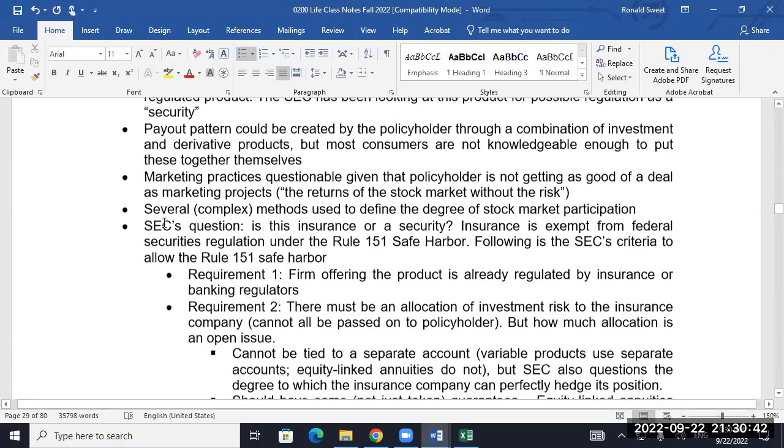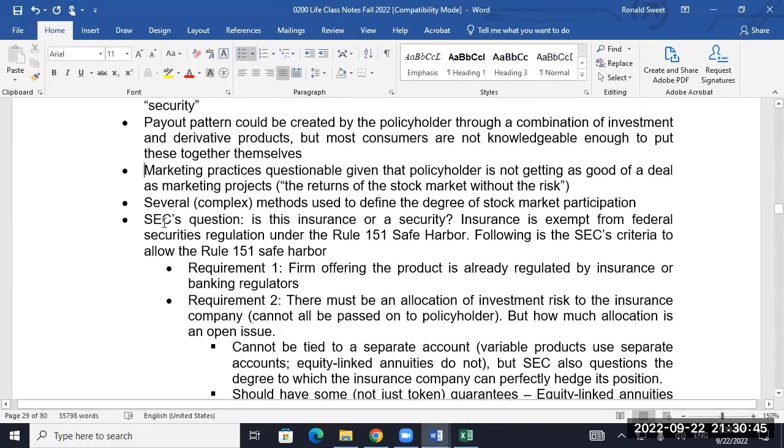The real issue here is the marketing. The marketing is often explained in terms of get all the returns of the stock market without the risk, which is totally bogus. It's not true, and I'm going to show you that, but that's why some people buy it. And then my pet peeve with this industry is complexity, and this is about as complex as you can get. Although my friend who had this had not an equity-linked annuity but an equity-linked universal life, which is just off the charts.